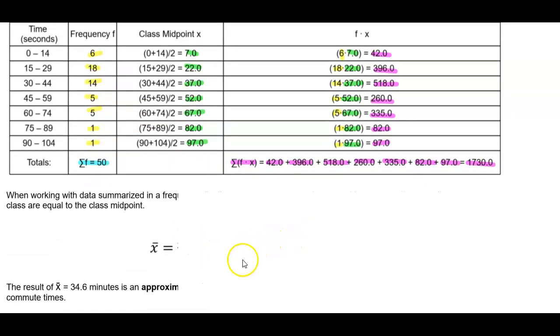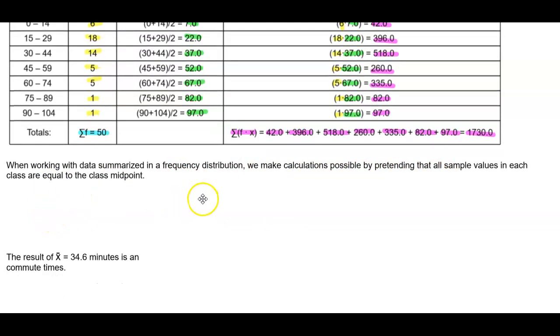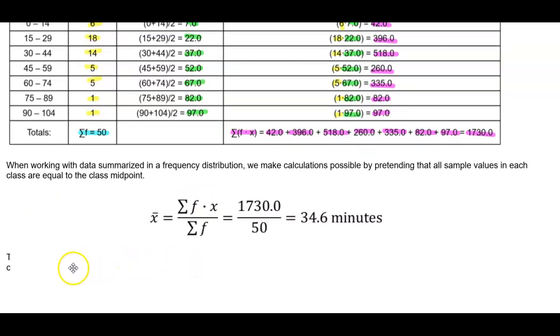So now what are we going to do? Well, when working with data summarized in frequency distributions, we make calculations possible by pretending that all sample values in each class are equal to the class midpoint. So now let's take a look at the formula, to find the mean of the distribution. Just so you know, we need to make sure that we have it set up correctly in a sense of our formula. So this should be in parentheses because you're finding the sum of those being multiplied together.